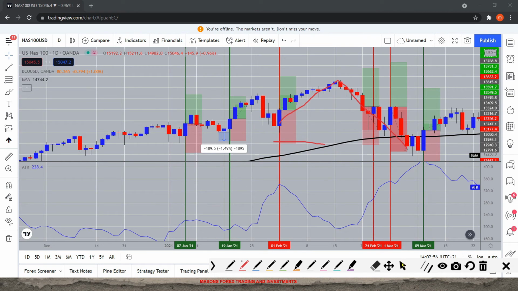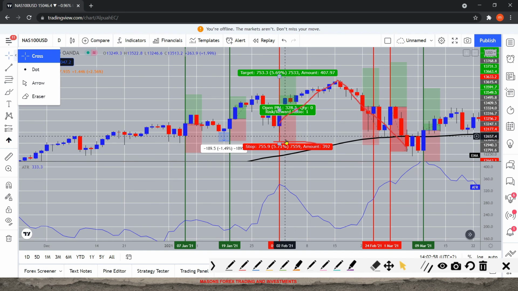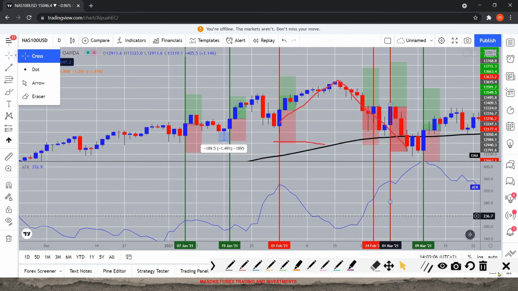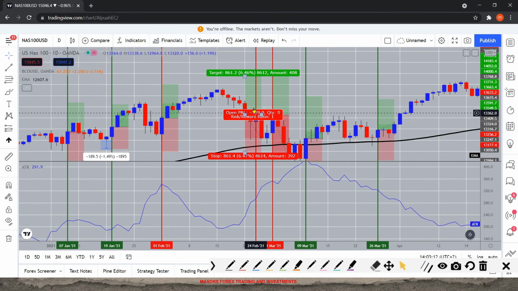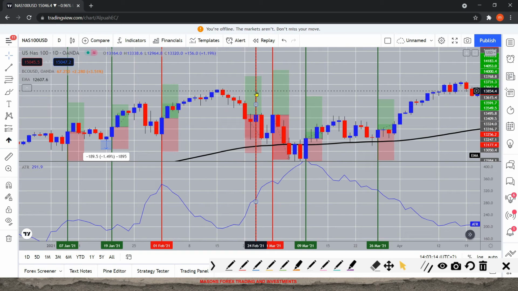This price level is approximately, you hover your mouse, you'll see 12,513.5. We get taken out of this trade. We take another loss. Again, the red vertical line represents a loss.